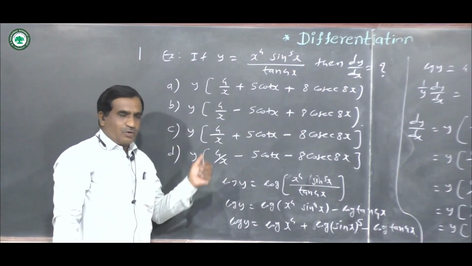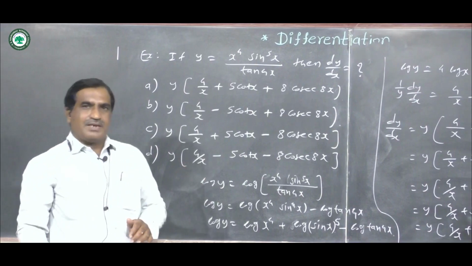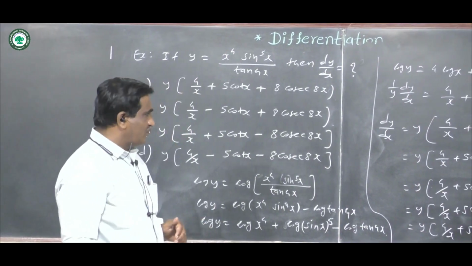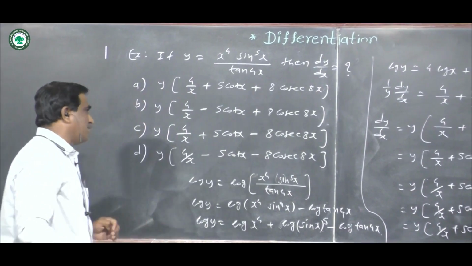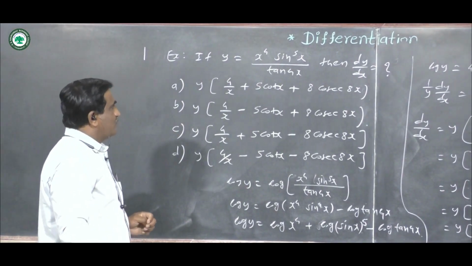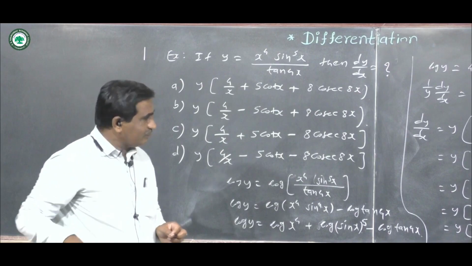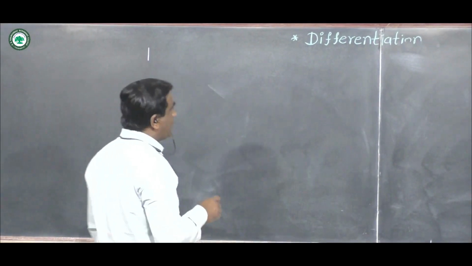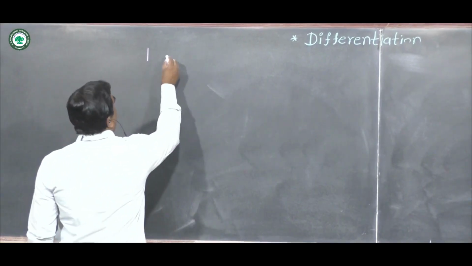Okay, we have to solve this example in fast form. Then we get the answer dy by dx is equal to. Now we see the next example here. The next example is for logarithmic differentiation.